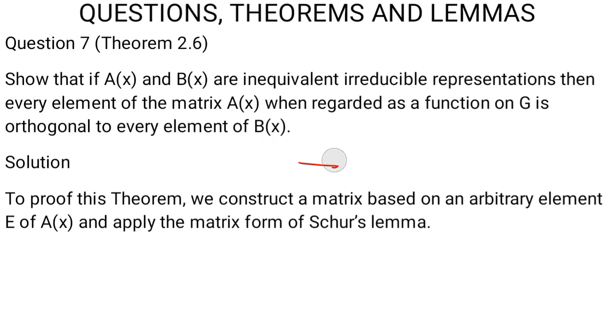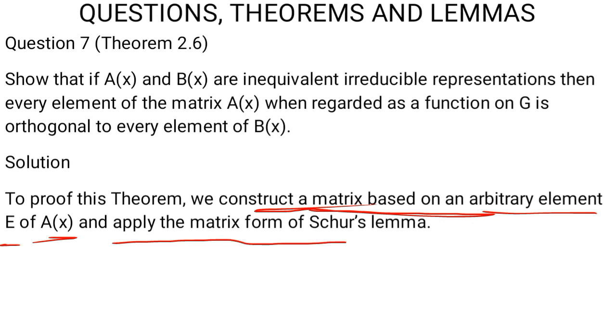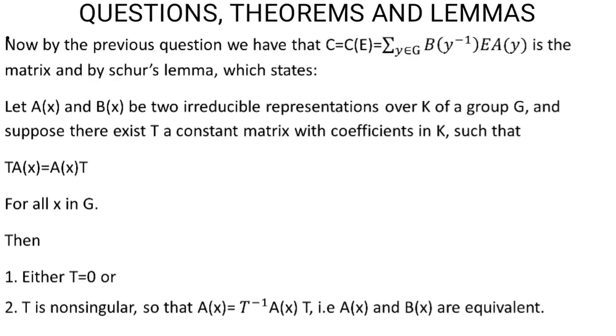Wow, looks like a tall order, right? But anyway, let's see how we'll go about it. So the first thing we need to do is to make use of all that we've been showing in the previous question we had solved, where we used the concept of Schur's lemma to guide us in the proof. Now, to show that this inner product will be orthogonal, we construct a matrix. So first we have to construct a matrix. That's why that question came. And the matrix is an arbitrary element of AX, and then we apply the matrix form of Schur's lemma. So let's go ahead and see.